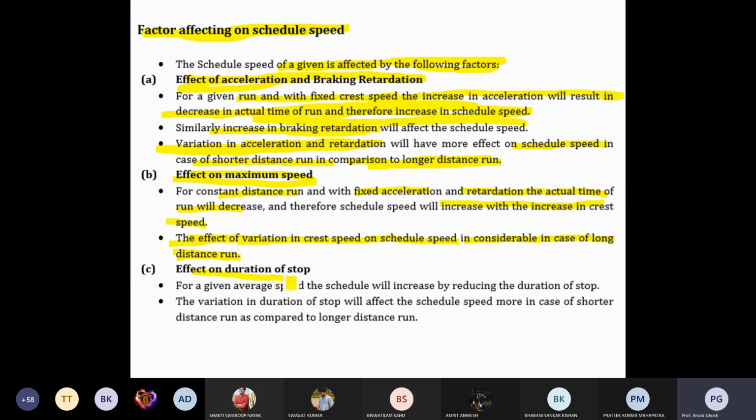So there are three most important factors. The effect of acceleration and braking retardation is important. The next important thing is your maximum speed, and the third is the duration of the stop. You know the distance between stops, actual speed of run, and stop time. Those three points are more important, and actual speed of run again depends upon your acceleration period, which is mentioned here: constant acceleration, and speed curve running acceleration.